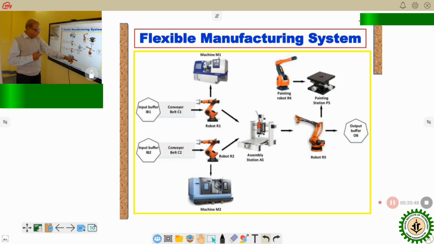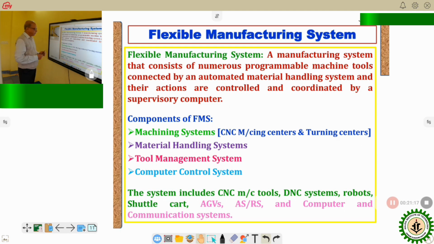So this is a complete flexible manufacturing system, where material handling systems are there and the tool management system is invisible. You have two CNC machining centers or turning centers, as the case may be, depending on the geometry of the job. Additionally, you have an assembly station and one painting booth. Obviously, their coordinated work is taken care of by the central computer. That is exactly what a flexible manufacturing system is.